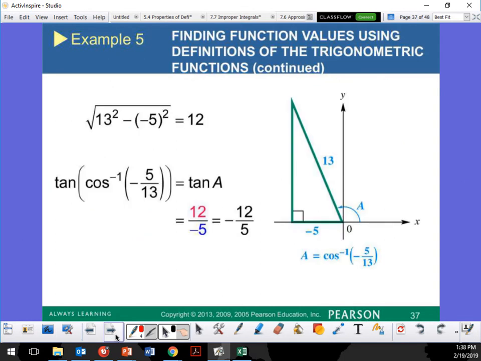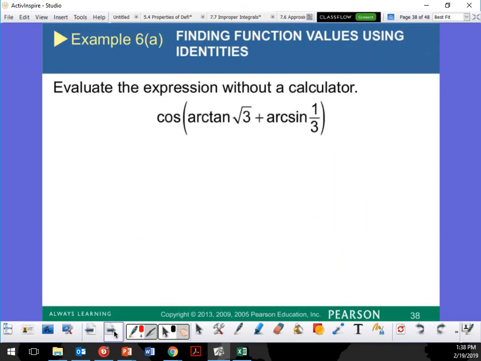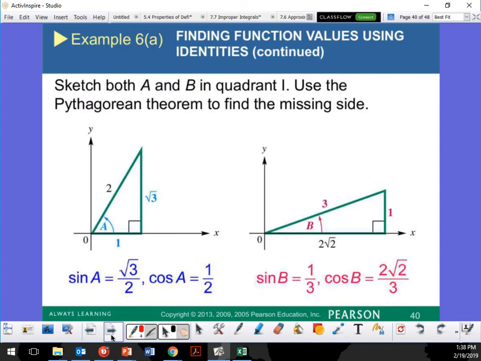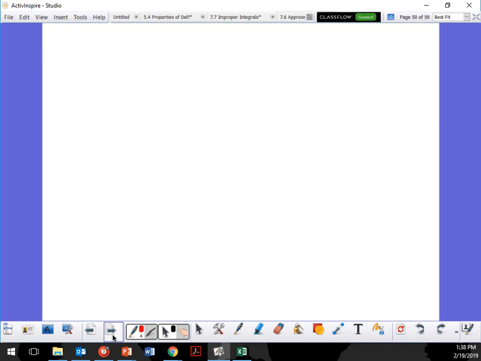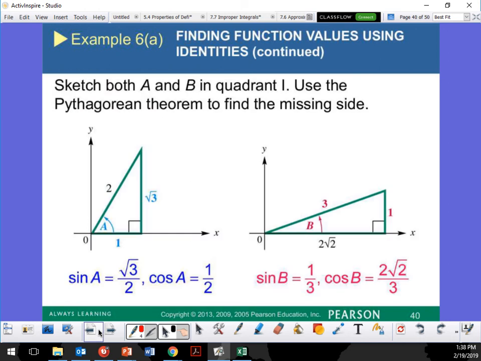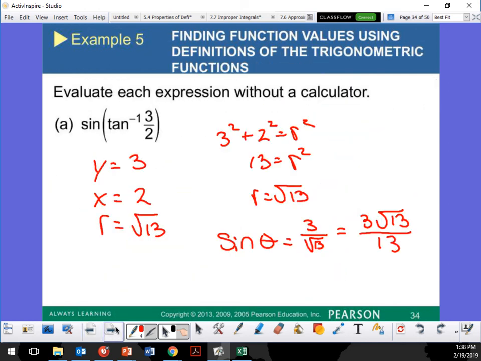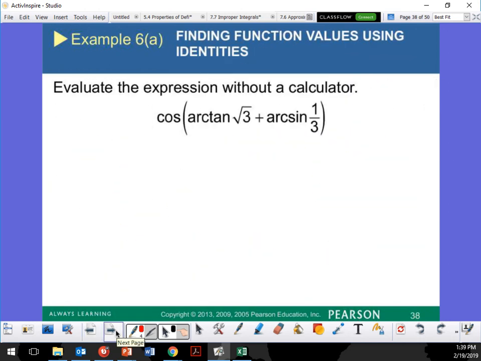Now the next one looks like Example 6 is next, for 5.1, 6.1c, right? Wait, how many examples are there? 6, 7, 8. There's 8 examples. So we got 2 more. Where are we at? We're at 6. This can be for C. We have 6A or B, and we also have a C. Actually, let's finish this one right here. Just this one? Yeah, just this one.